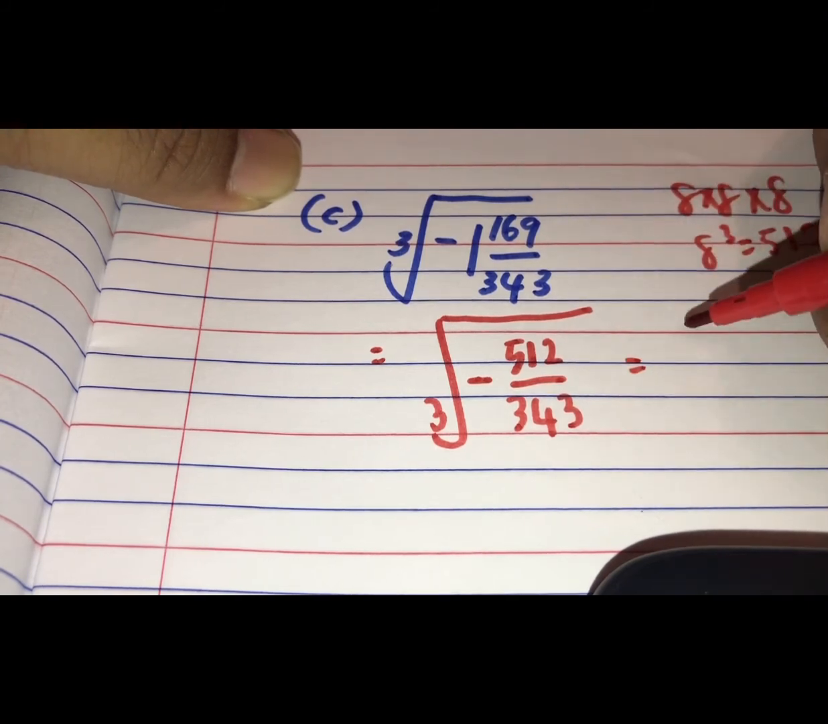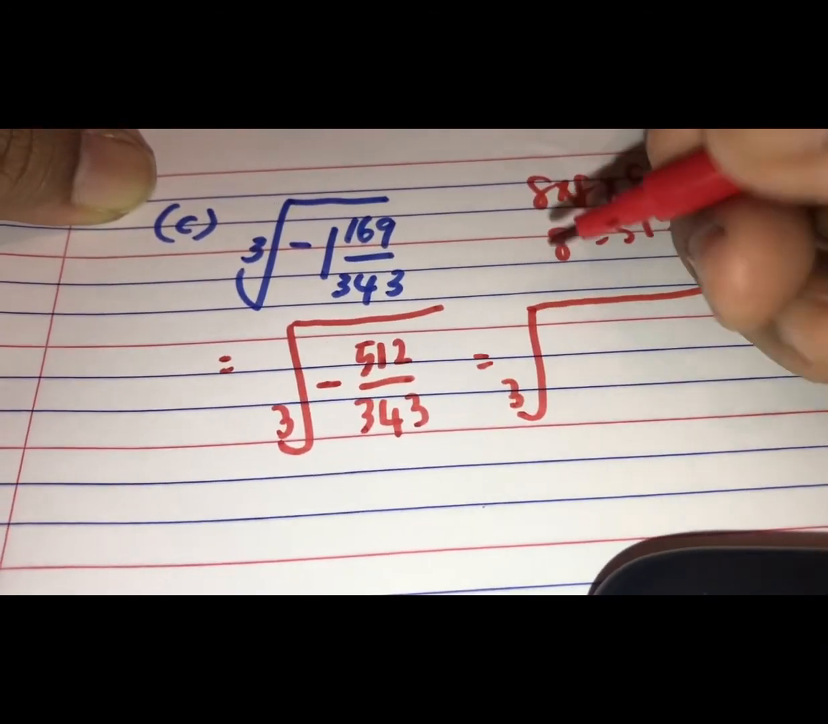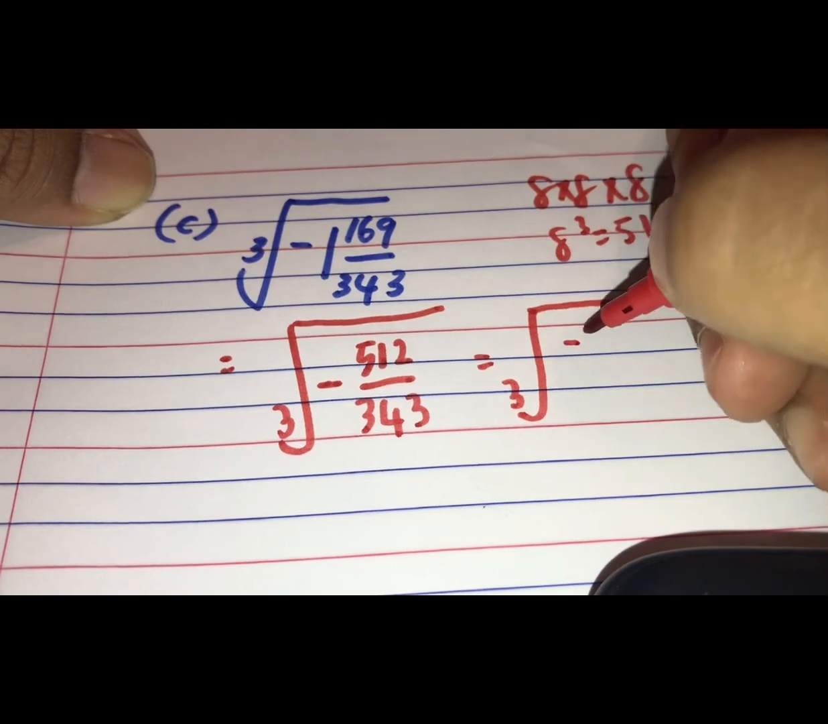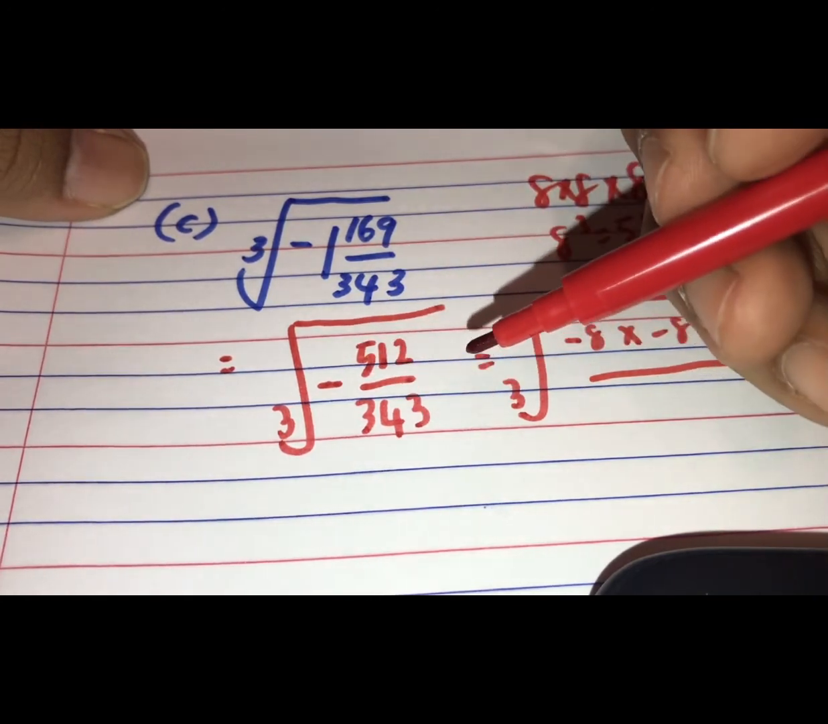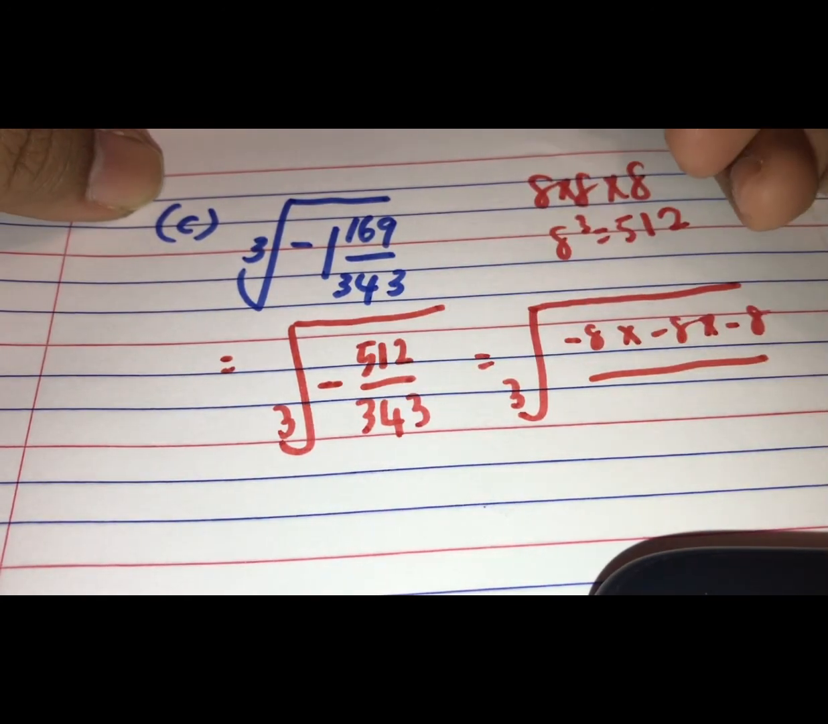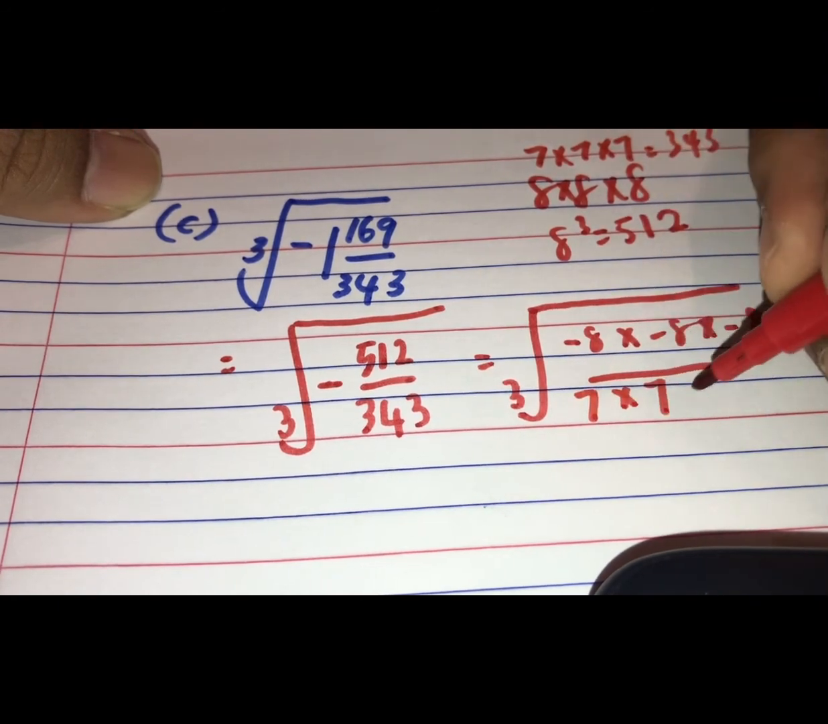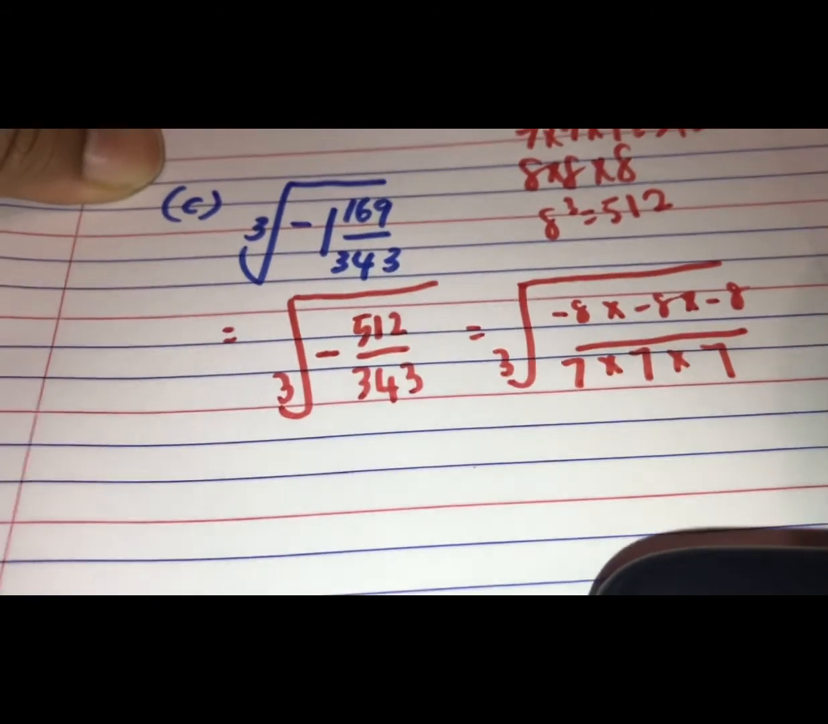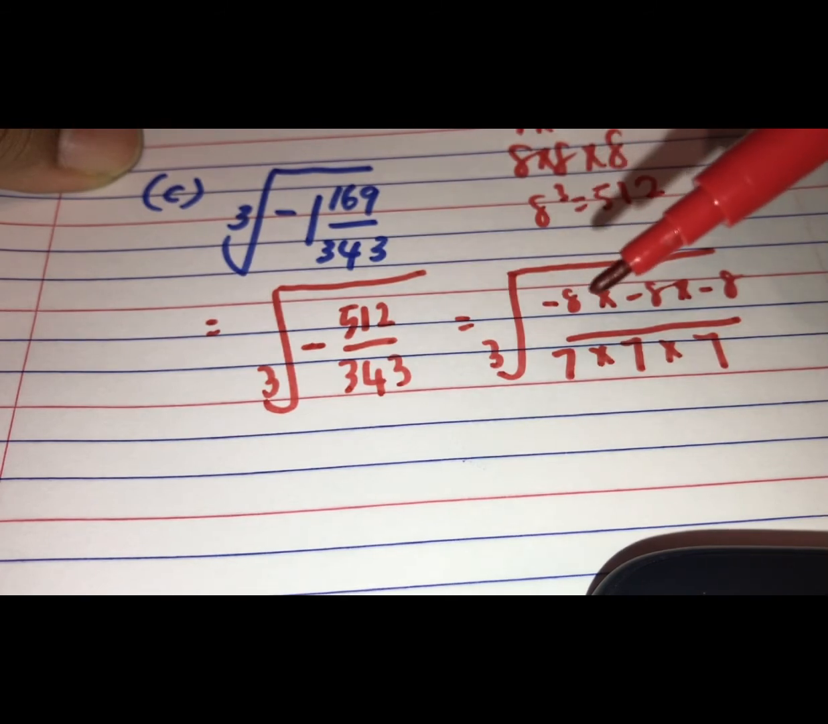So here, you must write the negative. You cannot write 8 only; you must write negative 8 times negative 8 times negative 8 over 343, which equals 7 times 7 times 7. 7 times 7 times 7, you get 343. Negative 8 times negative 8 times negative 8, you get negative 512.